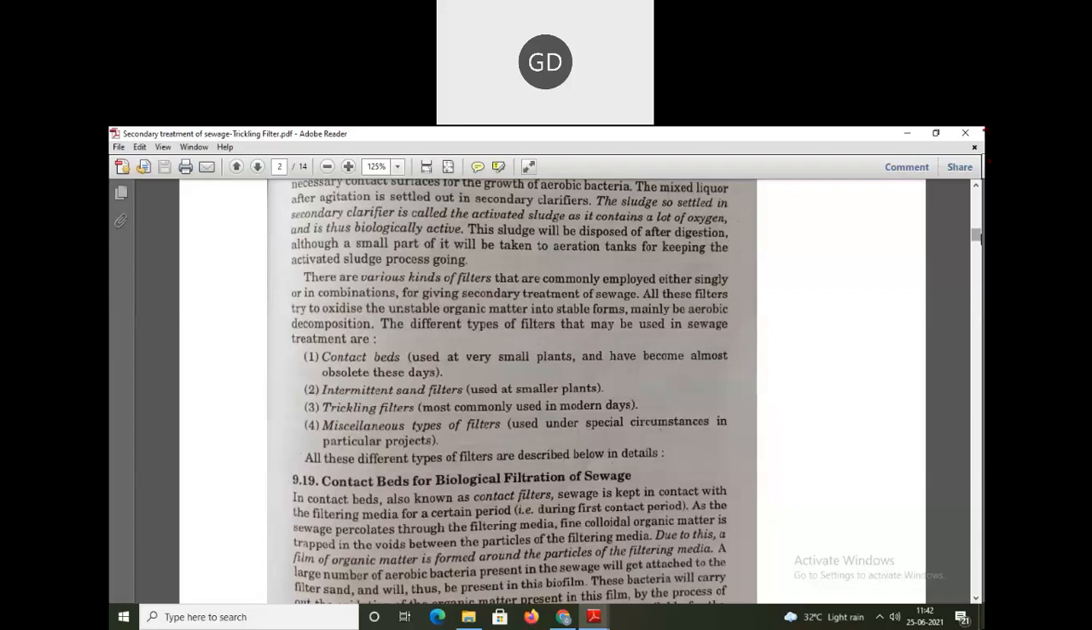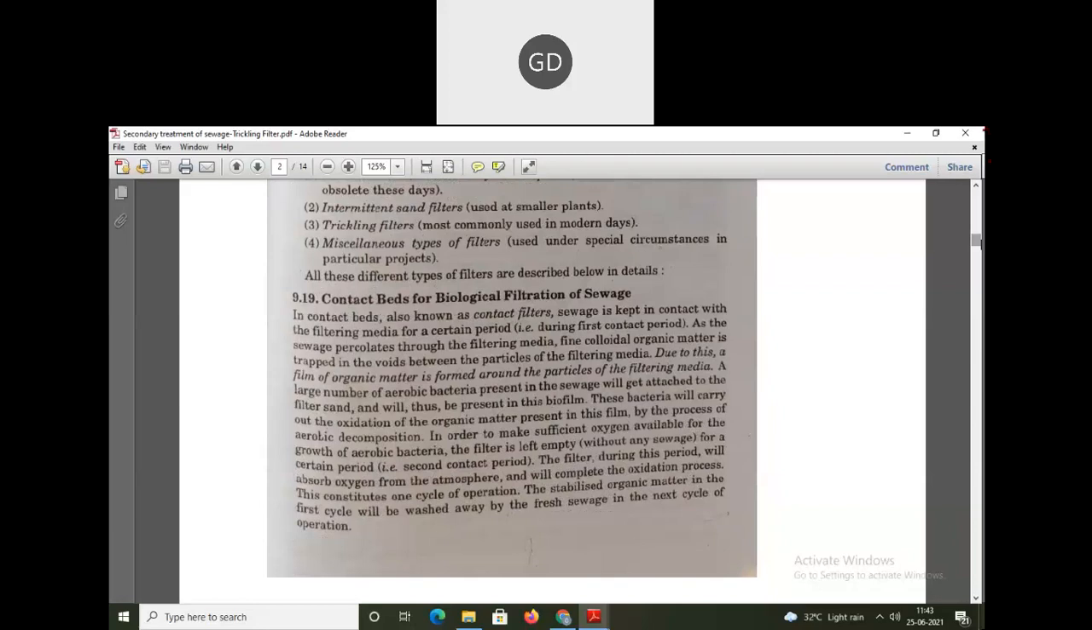If you remember, we also have pressure filters, but in sewage treatment we have contact beds. These are used at very small plants in small cities, and contact beds are actually not used nowadays. This has become obsolete. Then we have intermittent sand filters, which are also used at smaller plants. Then we have trickling filters, which are most commonly used in modern days. Then we have miscellaneous types of filters, which are used under special circumstances in some particular projects. So these are the different types of filters used in a sewage treatment plant.